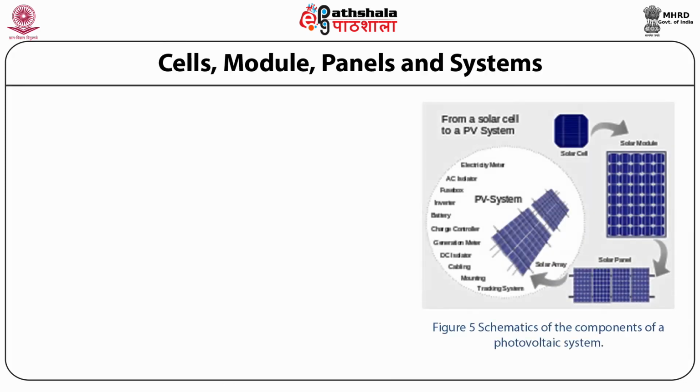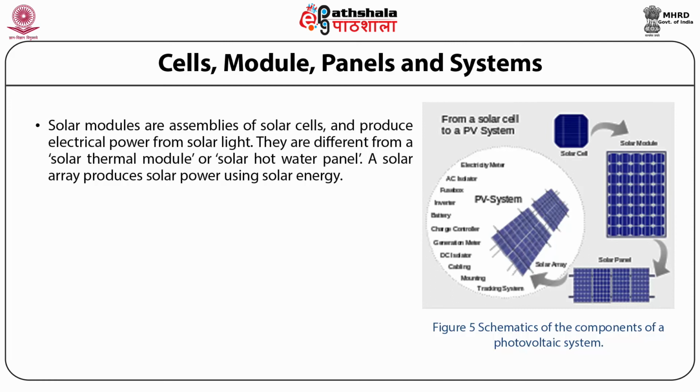Let us next discuss cells, modules, panels and systems. Solar modules are assemblies of solar cells and produce electrical power from solar light. They are different from a solar thermal module or solar hot water panel. A solar array produces solar power using solar energy. Figure 5 shows a schematic of the components of a photovoltaic system. We can see in the figure how we can move from a solar cell to a photovoltaic system.